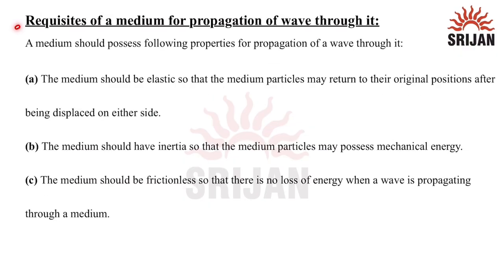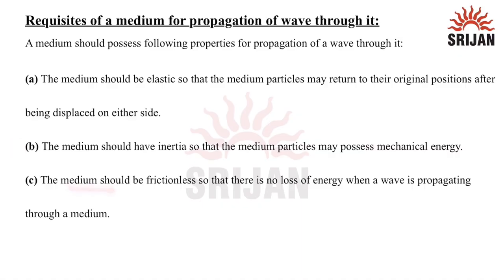Requisites of a medium for propagation of a wave through it. Now, a medium should possess the following properties for propagation of a wave. First, the medium should be elastic. What it means is that the particles after the vibration should return to their original position. Now, the medium should have inertia so that medium particles may possess mechanical energy. And without mechanical energy, the transfer cannot happen. That is why it is very important.